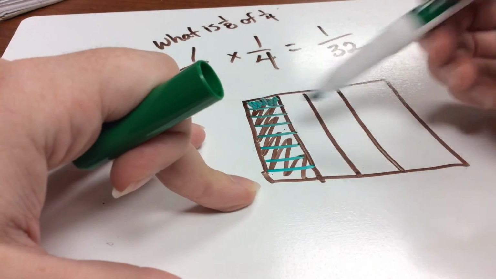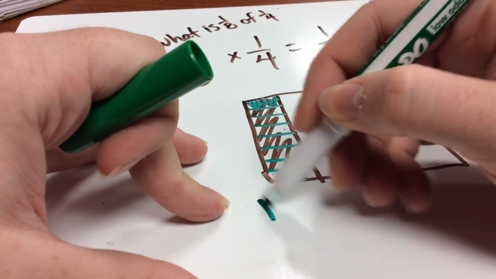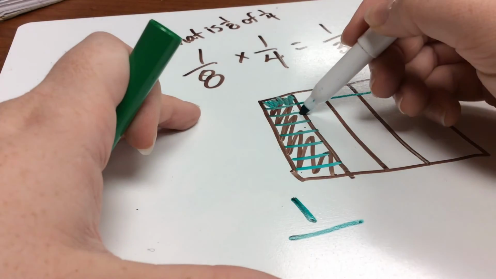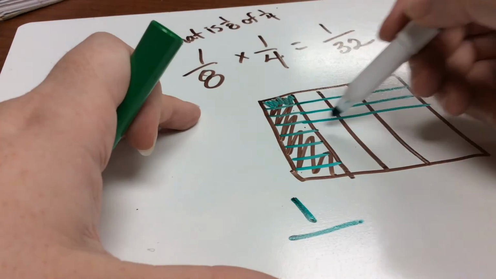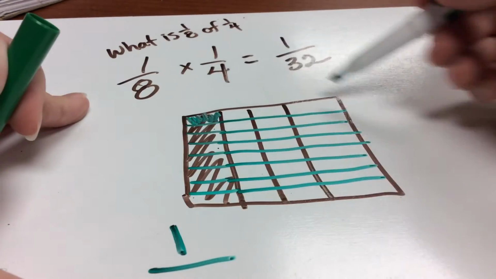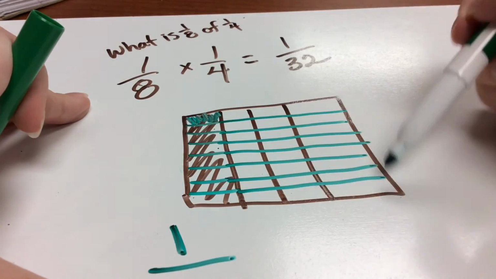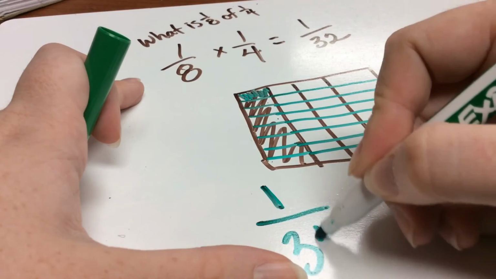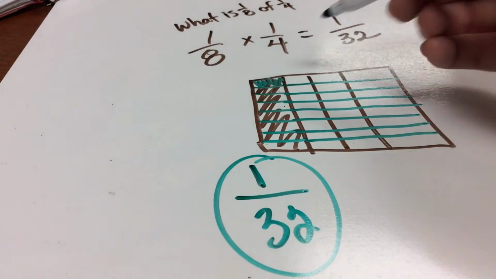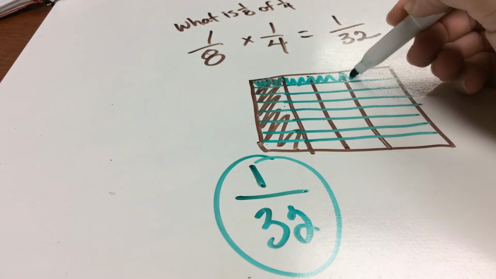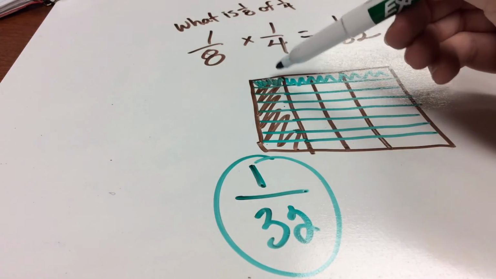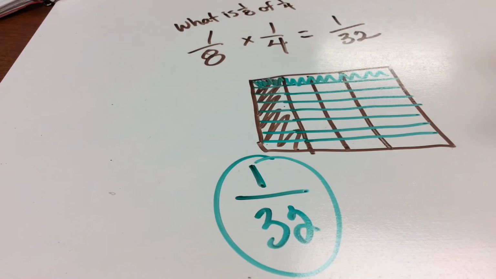Well, there's one section that's colored, but we have to figure out out of how many sections. So if I take this and continue that line, out of my whole, I have 32 sections. So it's 1 out of 32. Now, if you want to talk about the double shaded part, if I shade 1/8 this way and 1/4 this way, the part that's double shaded is my answer.